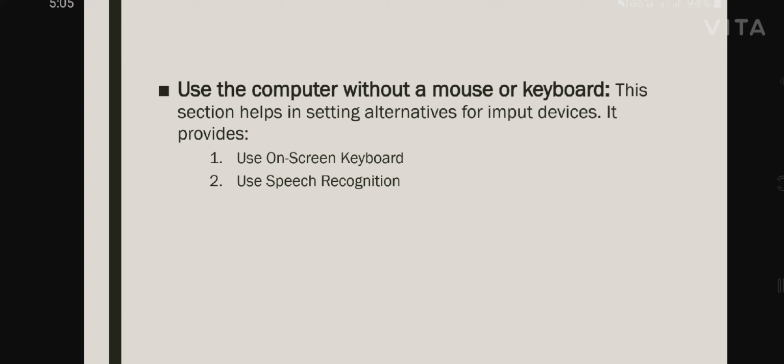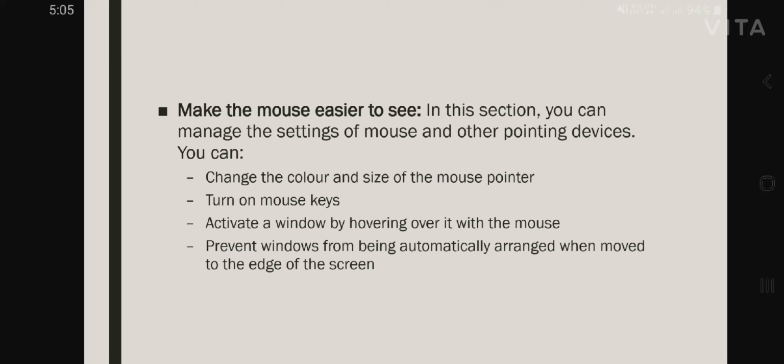Use the computer without a mouse or keyboard. This section helps in setting alternatives for input devices. It provides use on-screen keyboard and use speech recognition. Make the mouse easier to see. In this section, you can manage the settings of the mouse and other pointing devices. You can change the color and size of the mouse pointer, turn on mouse keys, activate a window by hovering over it with the mouse, and prevent windows from being automatically arranged when moved to the edge of the screen.